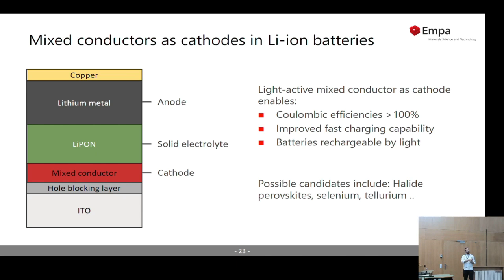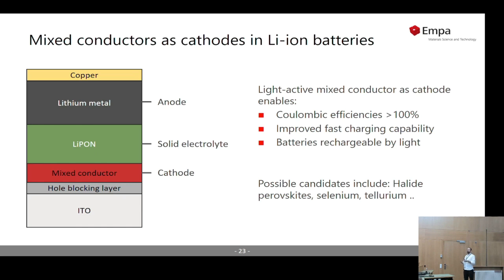And what are possible candidates which can do that? Halide perovskites, I've shown you, and all kinds of materials which can in principle be mixed conductors. I've just noted a few: selenium, because this is the one which we tried so far, which works, tellurium, but then there could also be many different combinations like CIGS, kesterites.